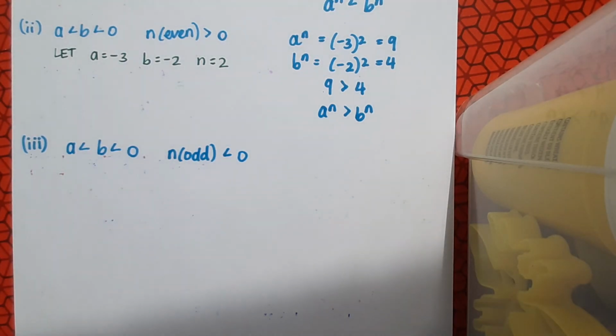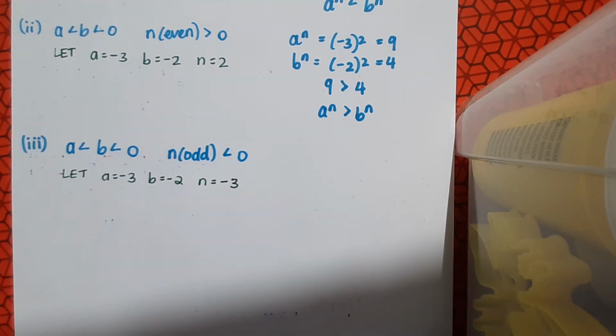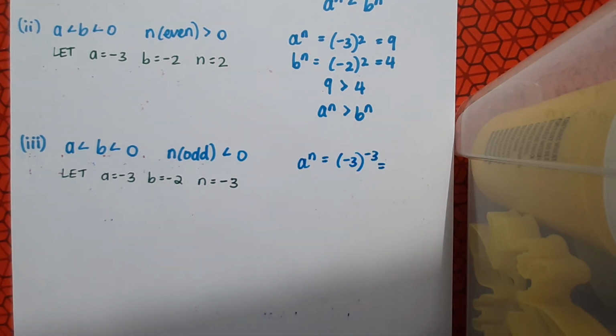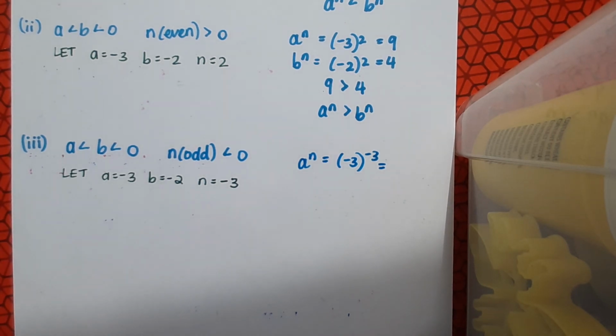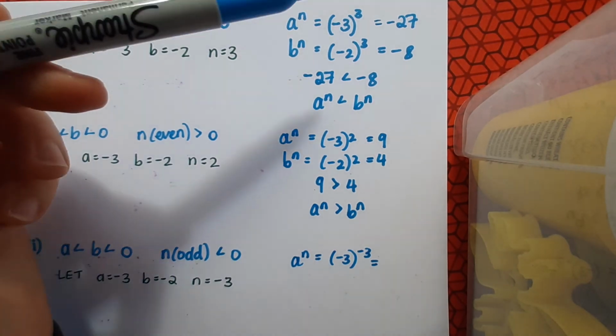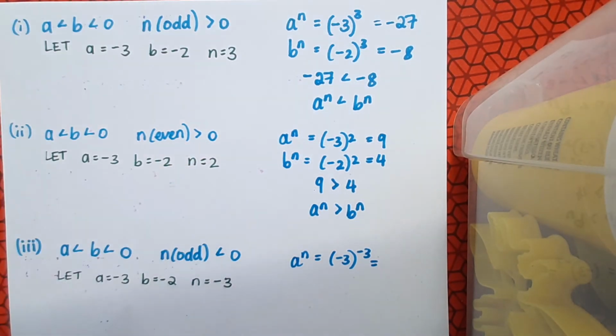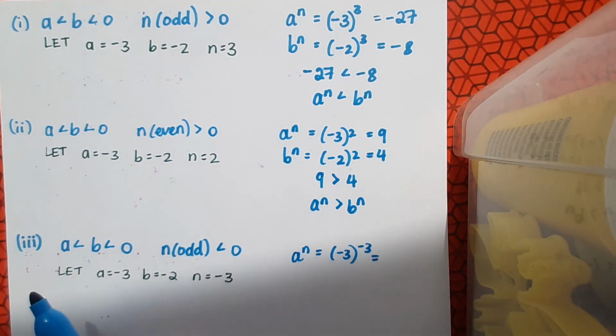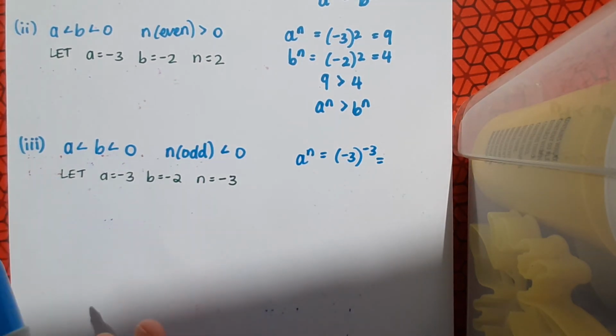So in part 3, a is less than b is less than 0, and n is a negative odd number. So I'm going to let a be minus 3, b be minus 2, and n be minus 3. If you've chosen different values for this, that's not a problem. You should still get the same results at the end in terms of the inequality. So first of all, we have a to the n, which is minus 3 to the power of minus 3. Now let's just think about the lessons we've learned from earlier calculations here. We know, for example, that a negative number to an odd power gives us a negative result. So I'm expecting a negative result here. And also I note that I've got a negative power. So that means that I'm going to end up with a fraction answer.